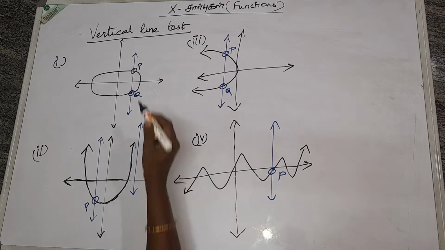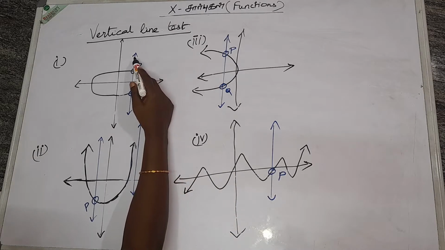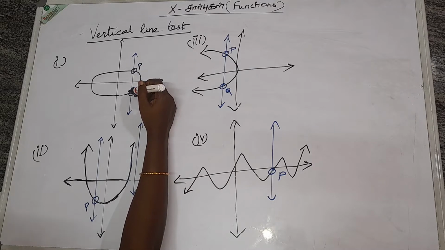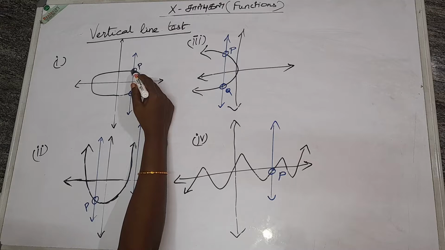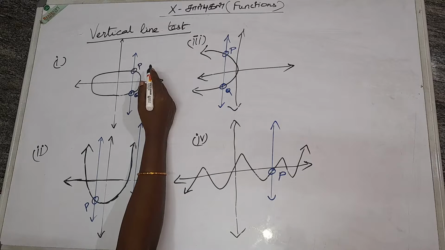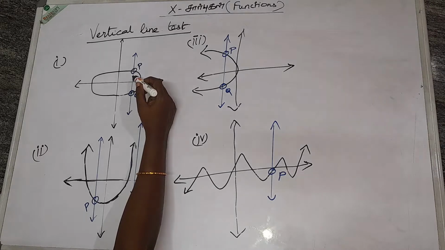Okay, so vertical line test means you have to draw one vertical line, and if that vertical line touches only one point in that particular curve, then we can say that diagram represents a function, otherwise it is not a function. Okay, see the first one, first example.